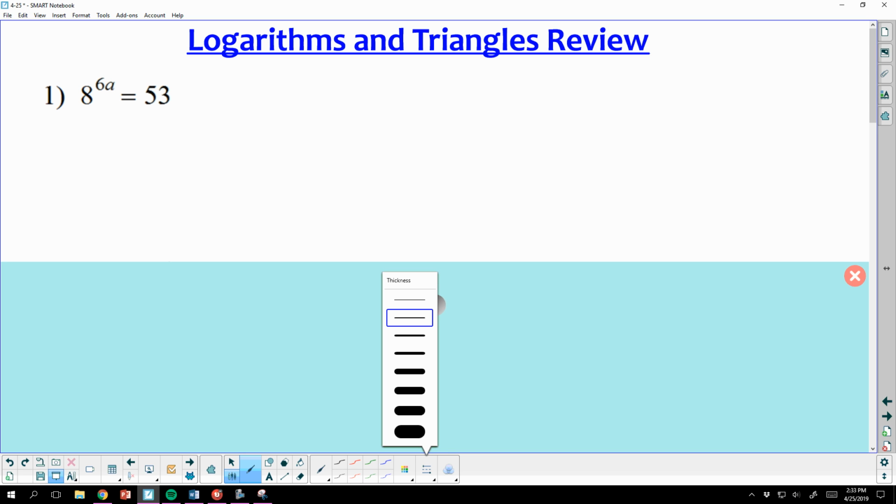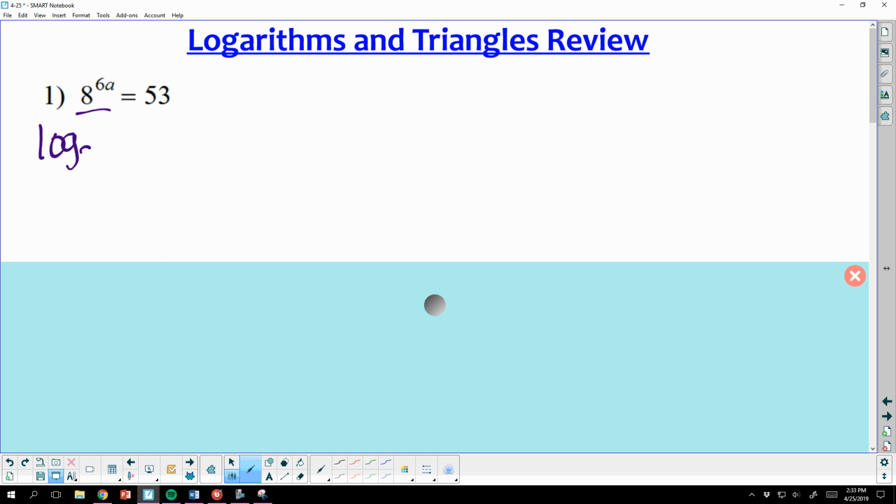What is the base of this exponent? What's the base number? 8. So that means we're going to take log base 8 of each side.